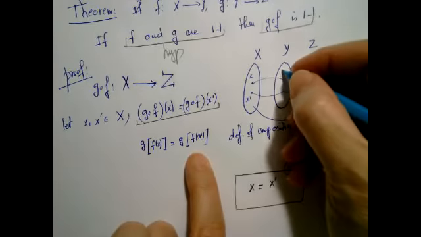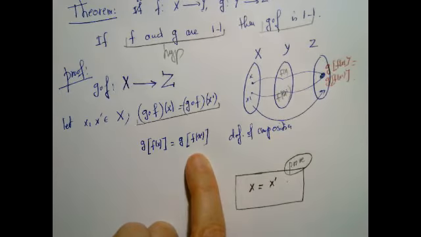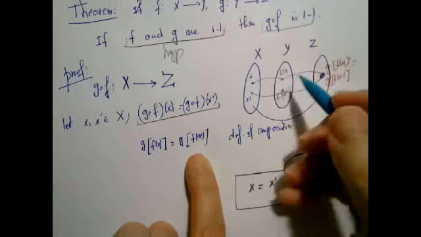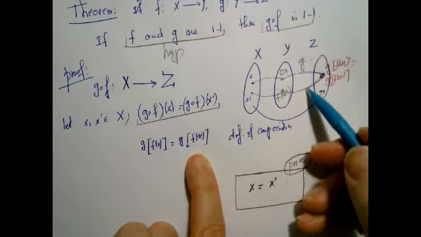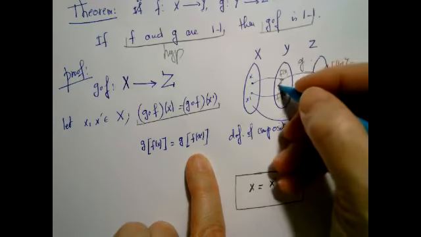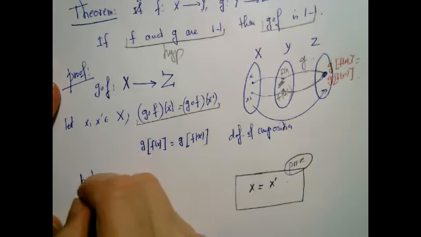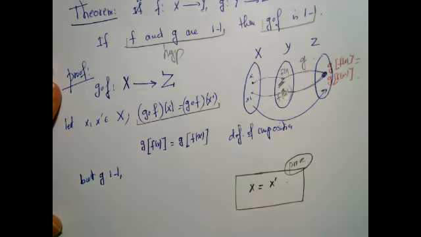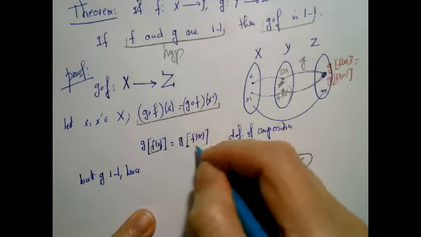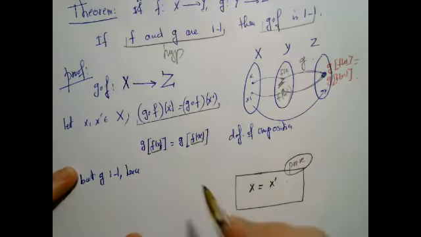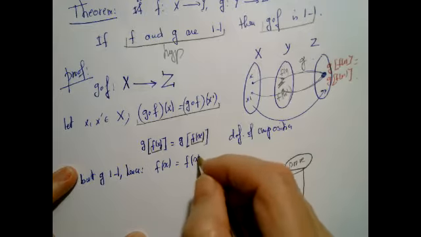So in the picture, this is my F of X, and this is my F of X prime. That's how I see it in the picture. But I know that G of F of X is equal to G of F of X prime. But because G is 1-to-1, it means those have to be the same. That's crucial. Hence, if G is 1-to-1, it means F of X has to be equal to F of X prime.